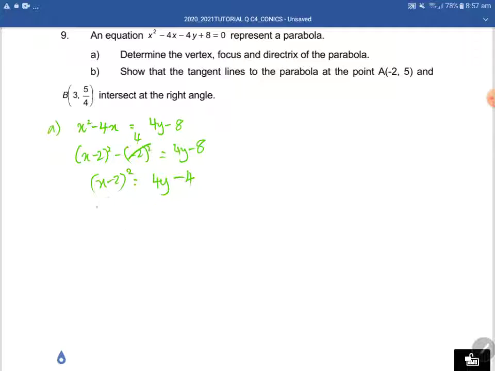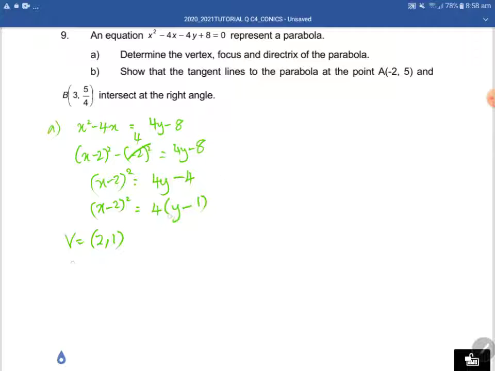So the equation on the left side should be a complete square. On the right side, the coefficient of y should be 1. So we have to factorize 4 out of each term on the right side. Factorizing out 4, we have 4 times (y minus 1). So from the equation here, we can determine our vertex, which is equal to (2, 1).